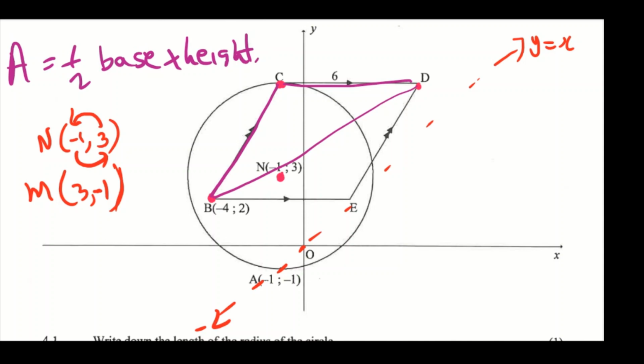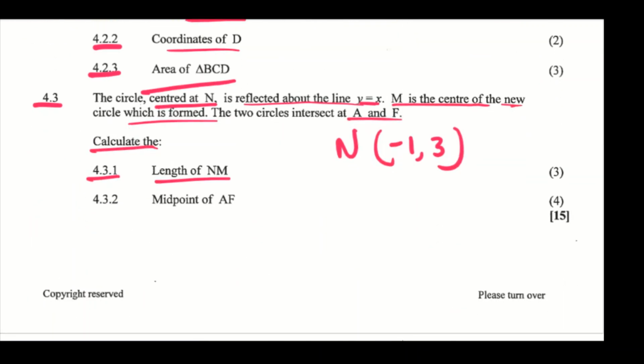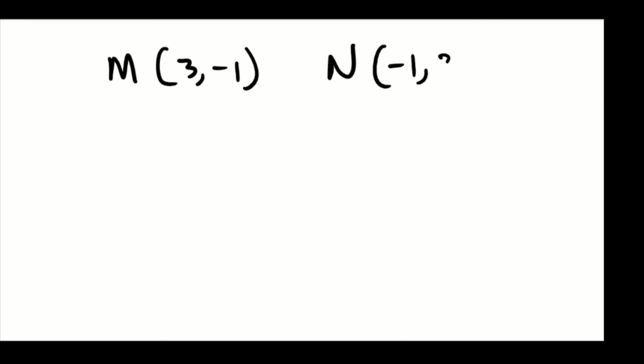If I were to indicate it, maybe it would be somewhere here, assuming it'll be somewhere here, right? The center of M will be somewhere here, right? So that is our coordinate of M, right? So now to find the length of MN, now we know our M, which is 3N minus 1, our N being minus 1 and 3.